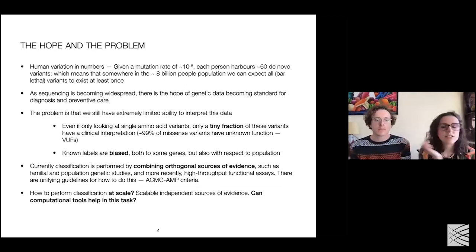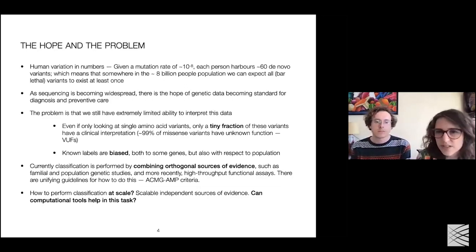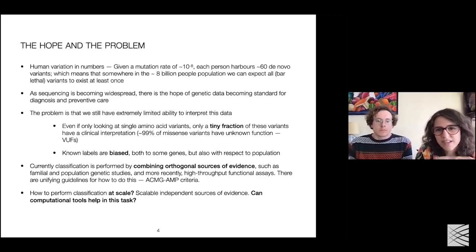Currently, this classification of clinical interpretation is performed by combining orthogonal sources of evidence. For example, familial and population genetic studies, and also high-throughput functional assays, which are being used more and more, and we'll come back to that later in the talk. There are different frameworks to unify this process of combining orthogonal sources of evidence and establish community guidelines to do this in a homogeneous way. One such example is the American College of Medical Genetics, the ACMG criteria, and that's the one we'll be discussing here today, but there are more of this nature.